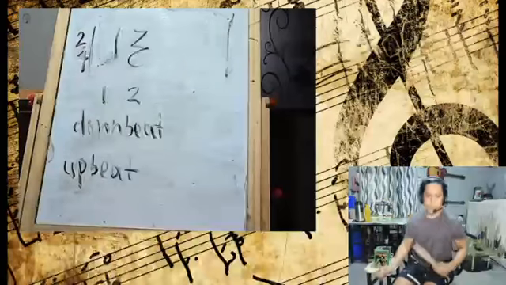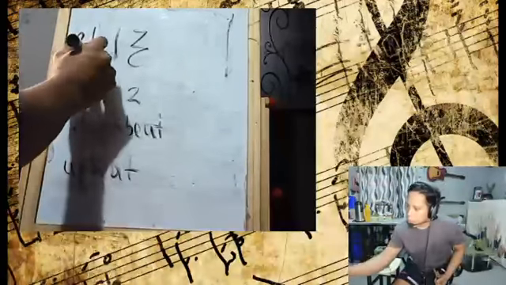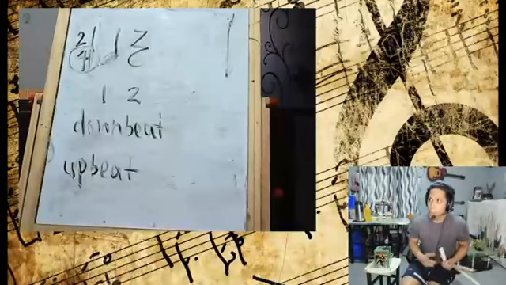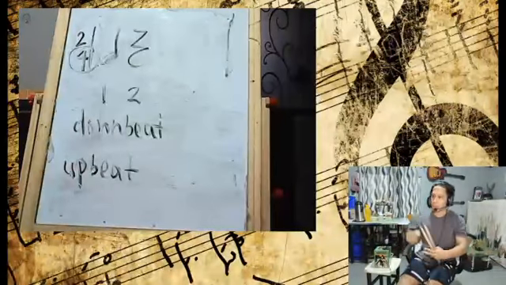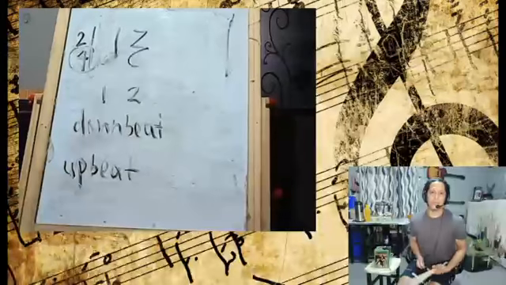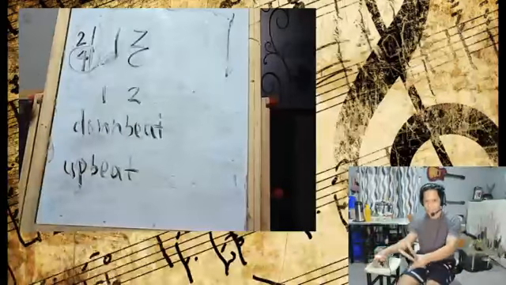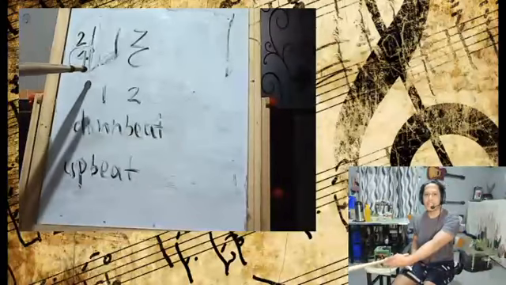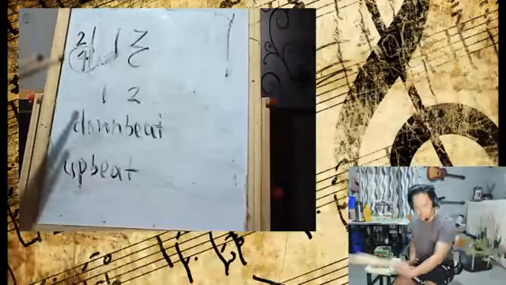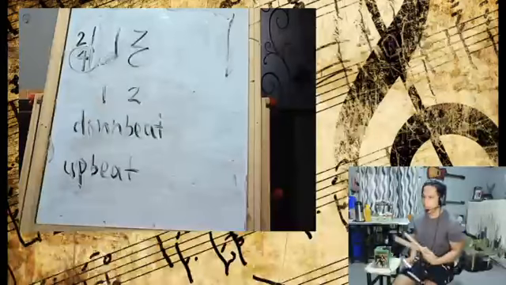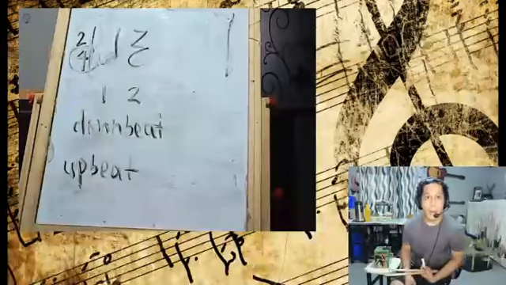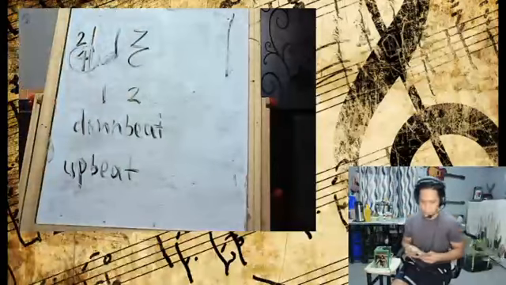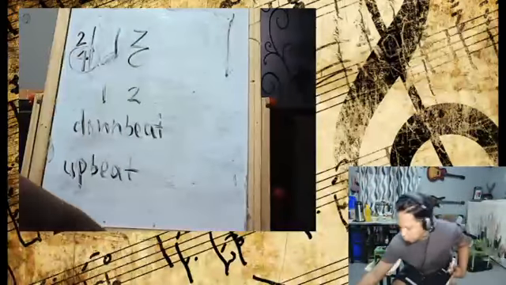Alright, now let's talk about the other number, the number 4. What is the number 4 below? Because you already know that the top number pertains to the number of counts inside the measure. Now, what is number 4? Number 4 is the representation of the note that receives a certain count. If we're talking about number 4, then we're talking about quarter note.